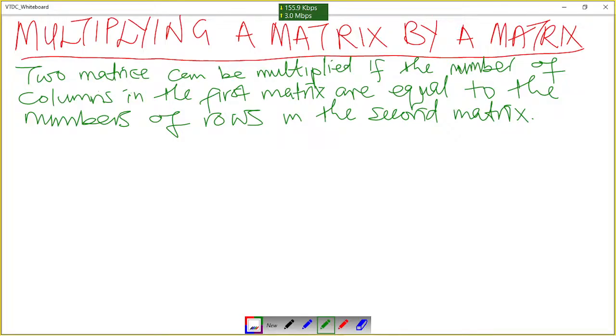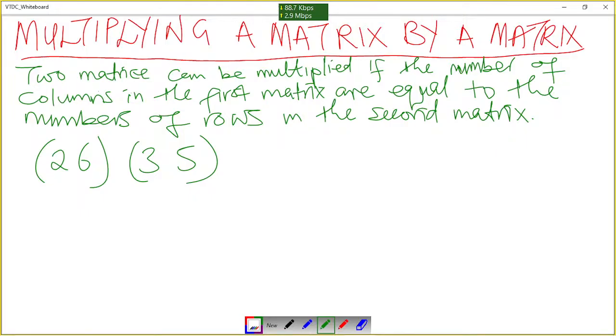So let's say you have got these two matrices and you want to know whether they can be multiplied or not. Okay, then we have also this one and this number. Now my question is, can these two matrices be multiplied? The condition is two matrices can be multiplied if the number of columns in the first matrix is equal to the number of rows in the second matrix. So let's find the order of these two matrices before we comment.